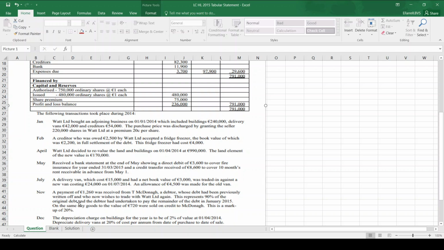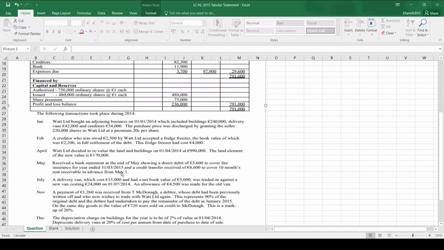May. In May, we received a bank statement at the end of May showing a direct debit of 3,600 to cover fire insurance for the year ended 31st of the 3rd, 2015, and a credit transfer received of 8,600 to cover 10 months rent received but in advance from May the 1st. And again, this is a standard note that comes up pretty much every year. So there's two things going on here. First of all, there's fire insurance.